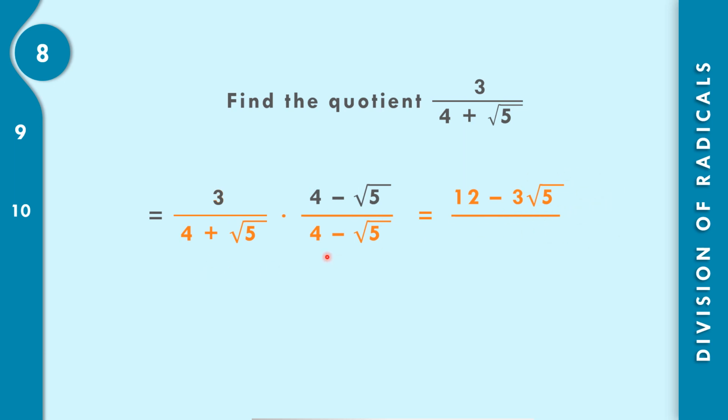The denominator, 4 times 4 is 16. Positive times negative is negative. So 16 minus 5 times 5 is the square root of 25. And square root of 25, that is equal to 5. So we cannot subtract dahil may square root of 5 dito. So let us copy. And then 16 minus 5, the answer is equal to 11. So our final answer is 12 minus 3 square root of 5 over 11.